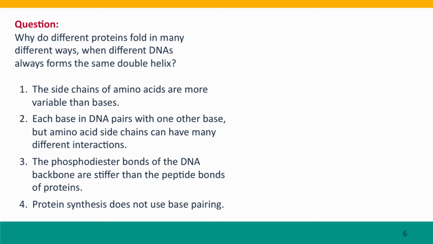So here's a question for you. How come proteins can fold up so many different ways when DNA always forms the same double helix?